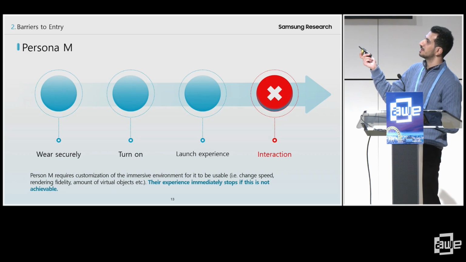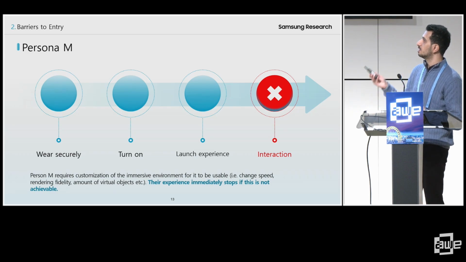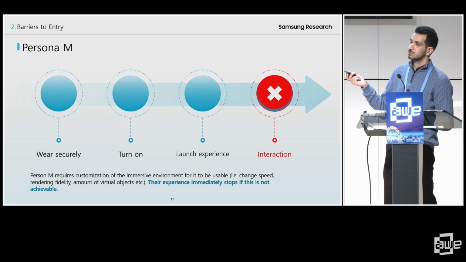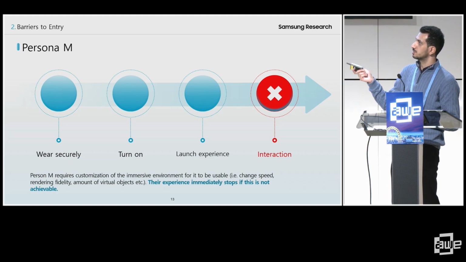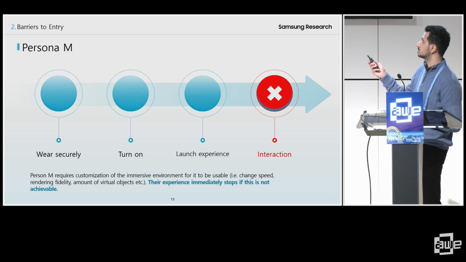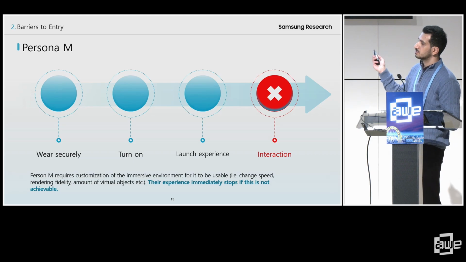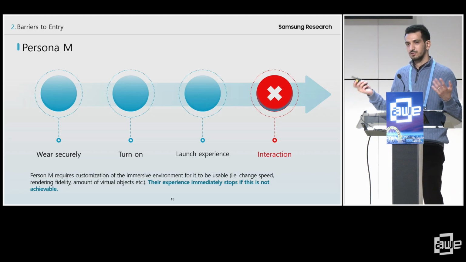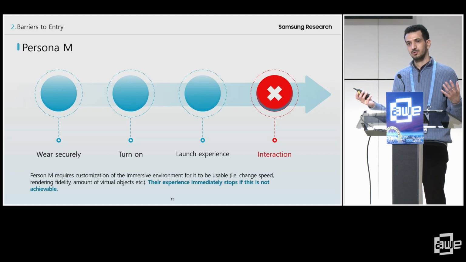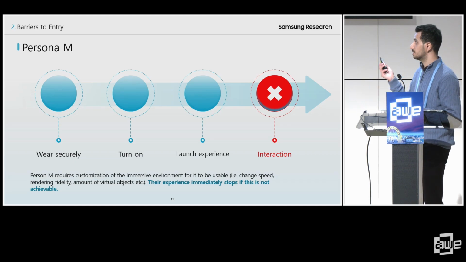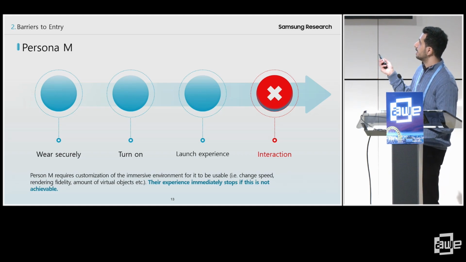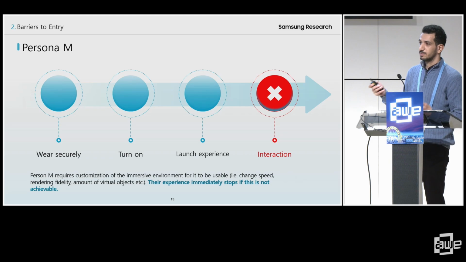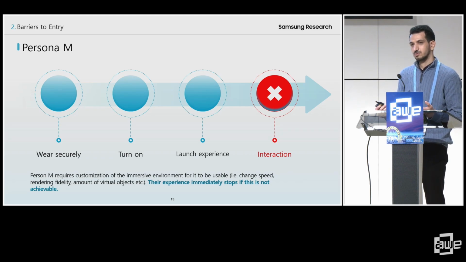So I switched it back to wearables again. So again, this is a person that requires customization of immersive environments. So they're able to wear the device securely, able to turn it on, launch the experience. As soon as they enter the experience, it gets overwhelming. It's fast moving. They can't really keep up with it, so they have to take off the device, and that's when their experience stops. The reason why I included this is just to highlight that it can also happen, so barriers to entry can also happen as soon as you enter the immersive experience, not just before.